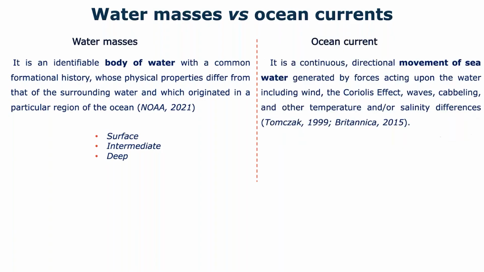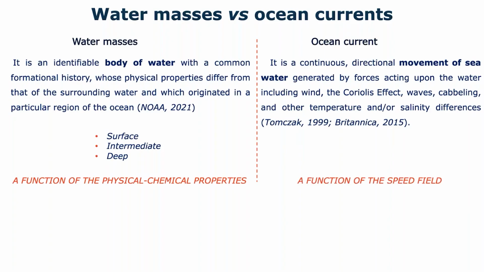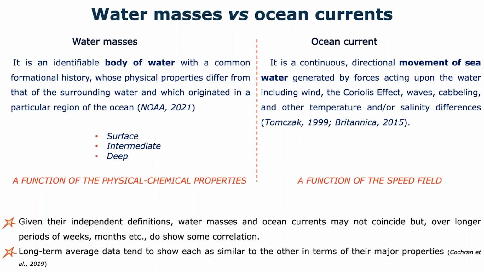And then we have currents. Currents are not defined by physical properties but by the movement of the water, driven by different processes, which could be the wind, the Coriolis effect, cabbeling, and other potential processes. So basically, I want to say that the two concepts are different: one is a function of the physical or chemical properties, and the second is a function of speed. In the short term, this is important. When we are talking in geological terms, in the long term, the two concepts are associated in a closer way.